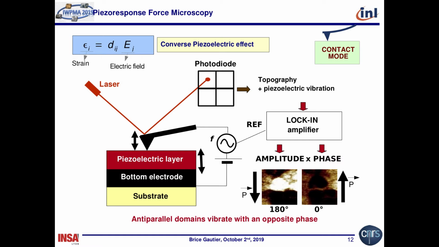And if you do so, at the end of the lock-in amplifier, you have two pieces of information. The first one is the amplitude of the vibration. In an ideal world, this information is directly related to the piezoelectric coefficient, but it's not the case. It's just a qualitative information that gives you some information about the piezoelectric activity of the sample. The second is the phase. From the phase, you have information on the direction of the polarization, because the antiparallel domains vibrate with an opposite phase. Here you have 0 degrees, it's dark, and here you have 180 degrees, and this is bright. This is the same location. So from the phase, you have the information that you want.